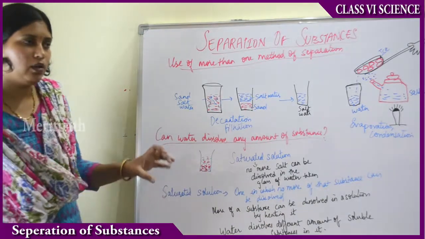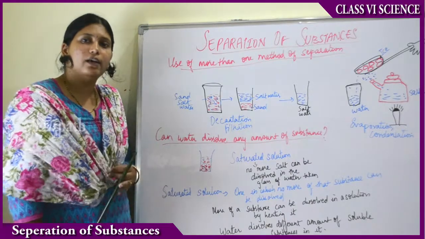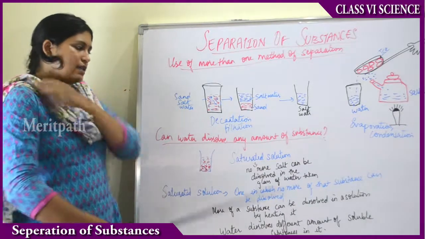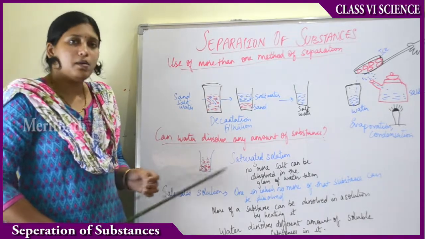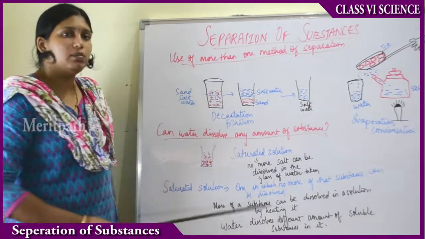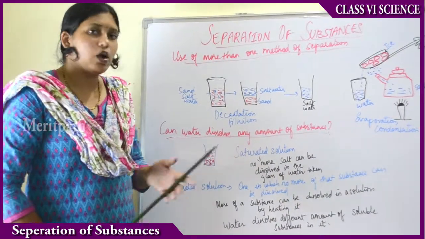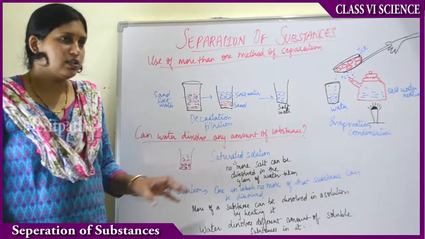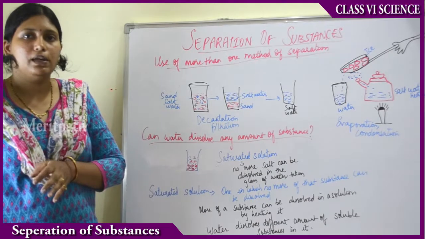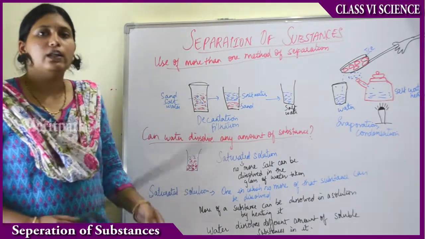So when the glass is kept on a table and it can no longer dissolve the salt, it is known as saturated solution. That means it can no longer dissolve that substance. But when the saturated solution is heated on a gas burner or a flame, then the salt will get dissolved. Understood the difference? Saturated solution is the one in which the salt can no longer be dissolved. But when the saturated solution is heated, the salt totally dissolves in it.